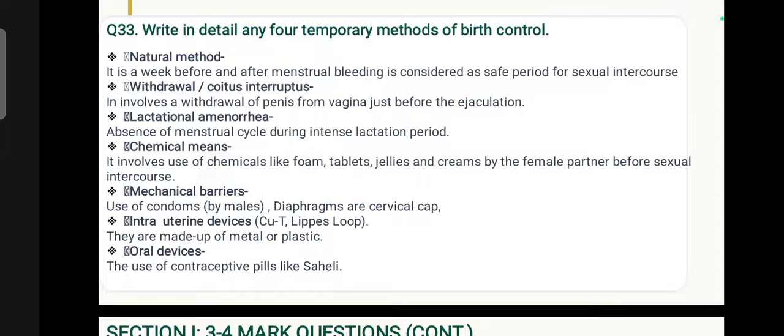Lactational amenorrhea is the absence of the menstrual cycle during the lactation period. Chemical means: use of chemicals like foams, tablets, jellies. Mechanical barriers like condoms, diaphragms or cervical caps. Intrauterine devices used by females, Copper T, Lippes loop, and oral devices, contraceptive pills like Saheli.